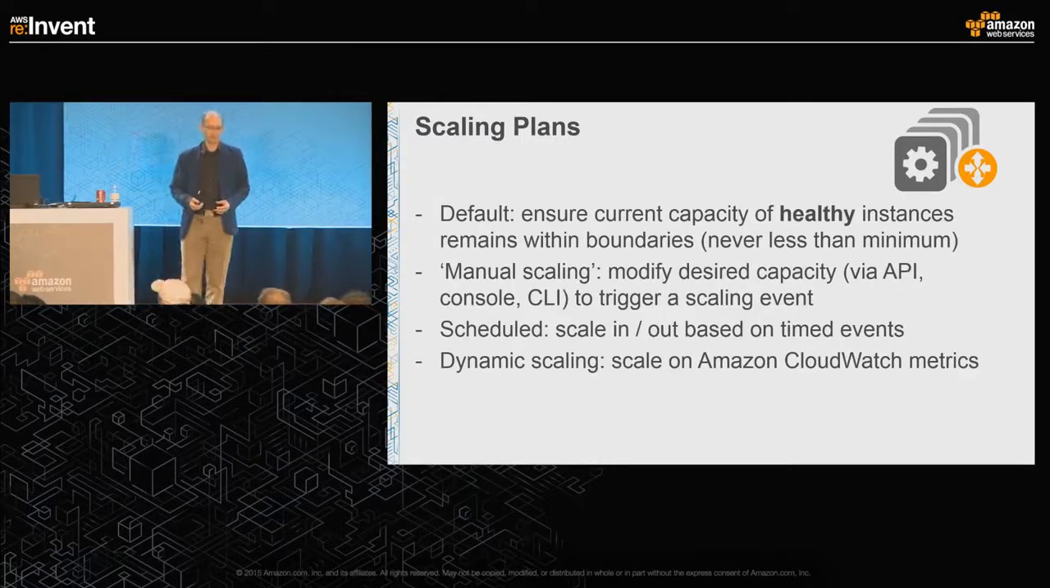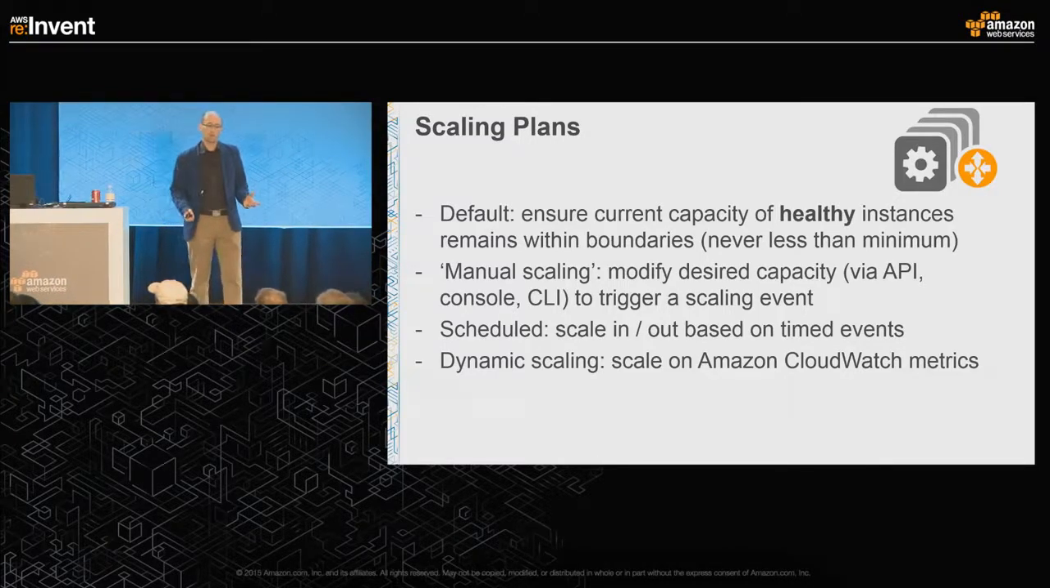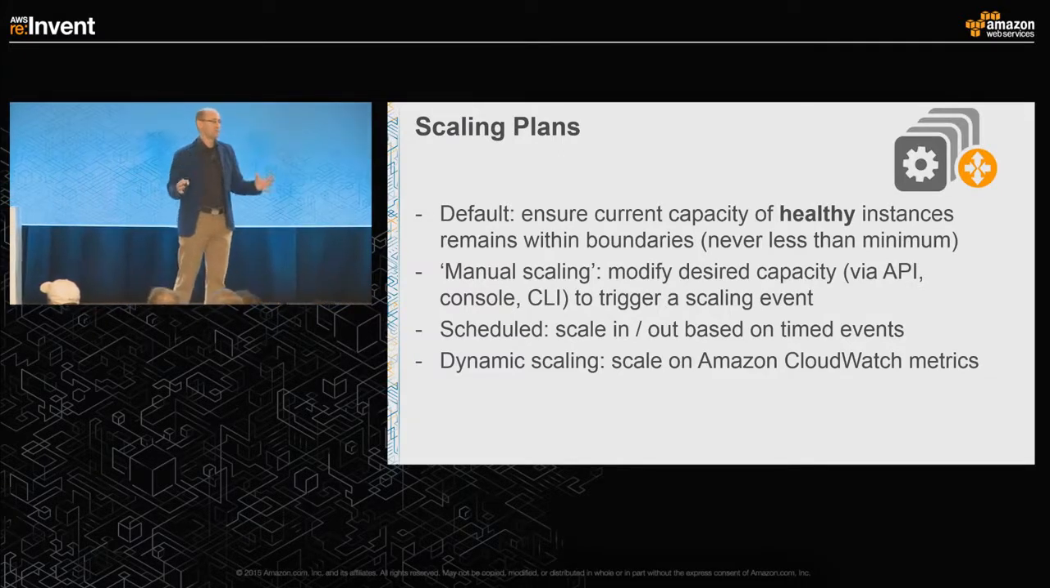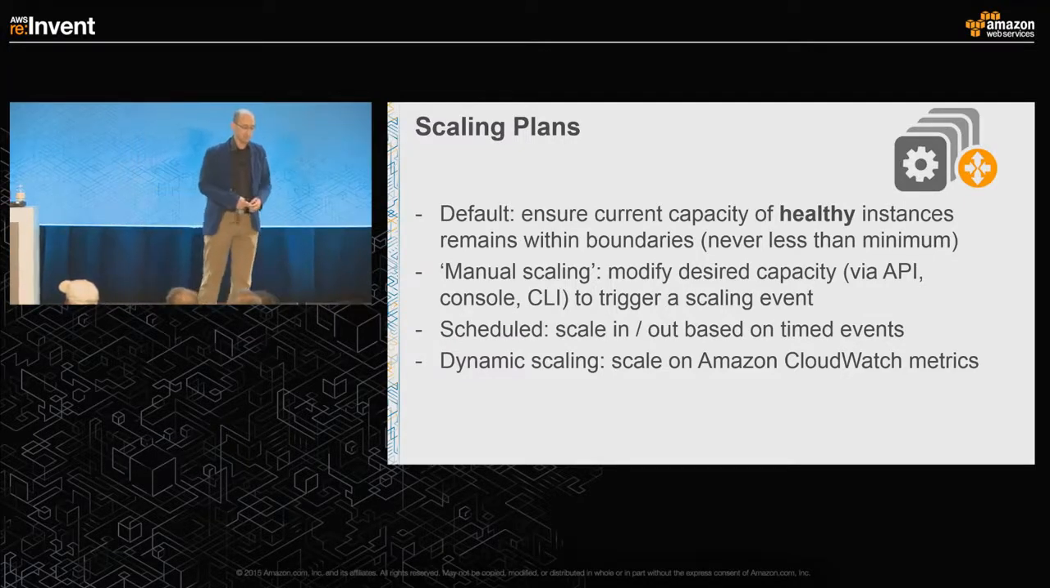There's a couple of different scaling plans. So if you don't configure anything else, the default scaling plan will be in effect. And that just means that autoscaling will sit on whatever instances you've launched and make sure that they stay up and running. If one of them fails, for whatever reason, it will replace it. But other than that, it will always stick to the desired capacity.